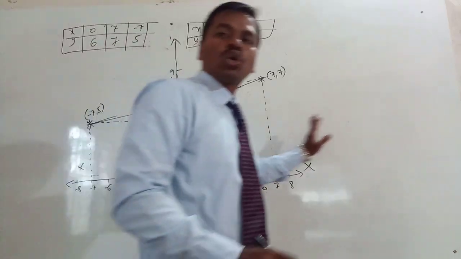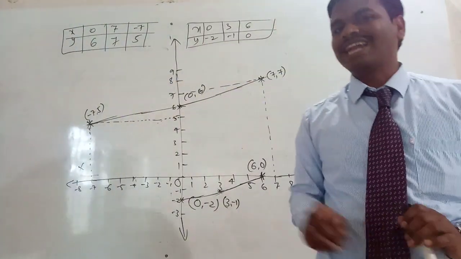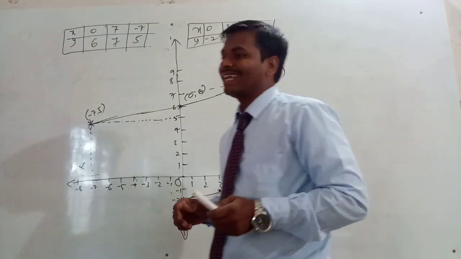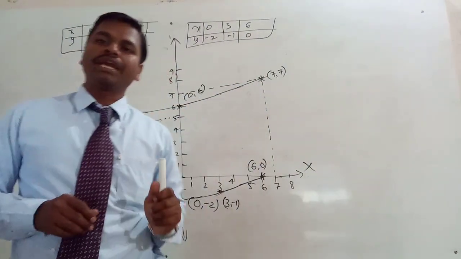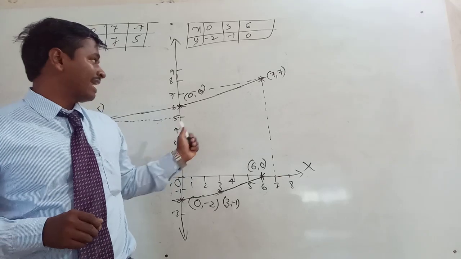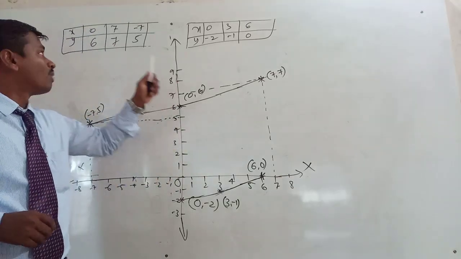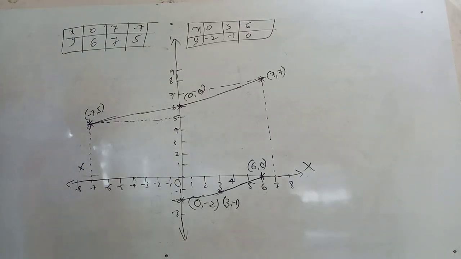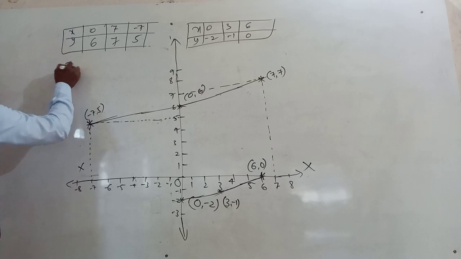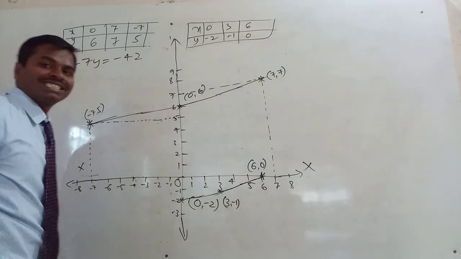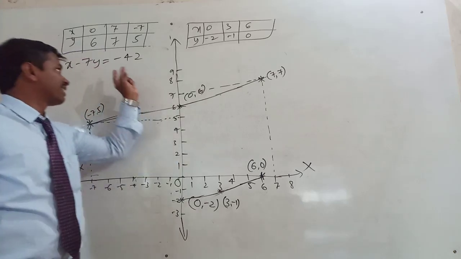These are the 2 lines we are representing graphically. First, what we are doing here, we are representing algebraic equations, writing them here. Second, we are drawing the graph of these 2 equations. What is the algebraic form of the first equation? First equation is x minus 7y equal to minus 42. That is the algebraic form of the first equation.